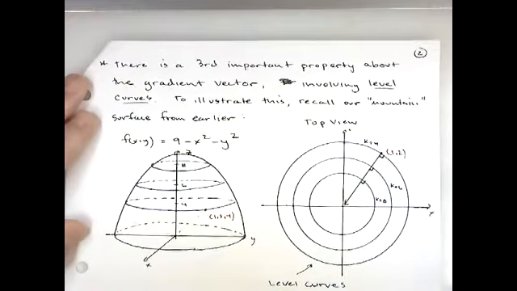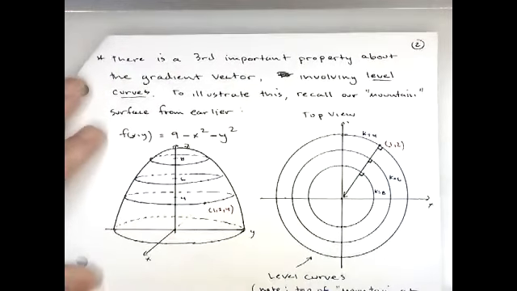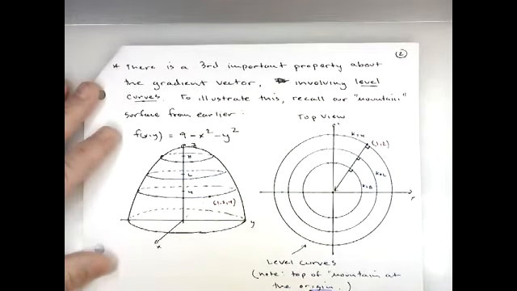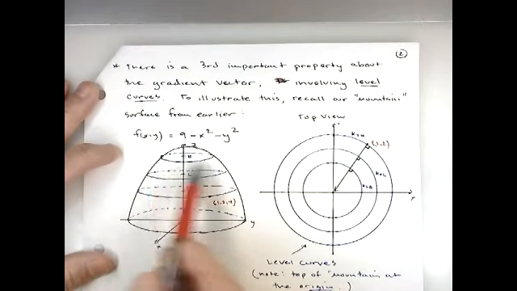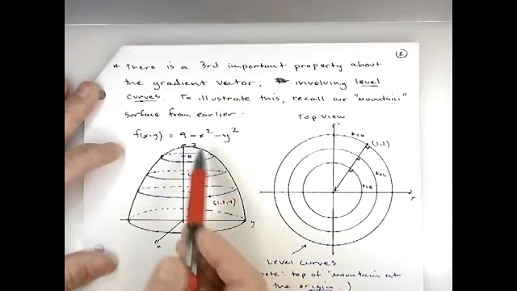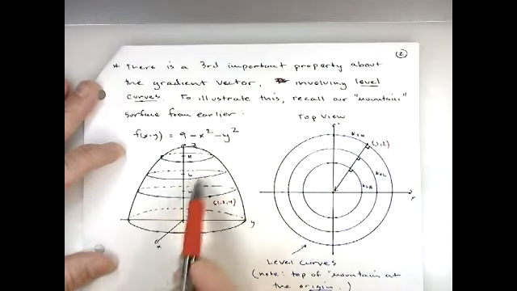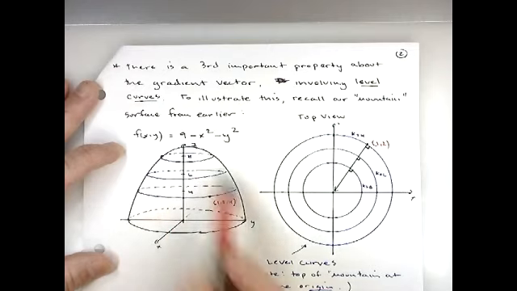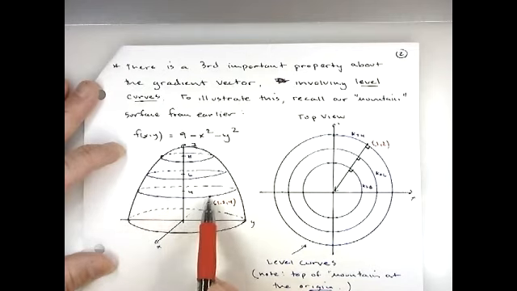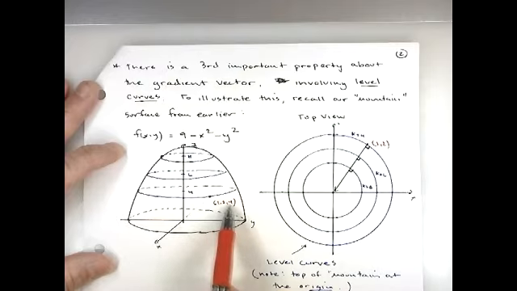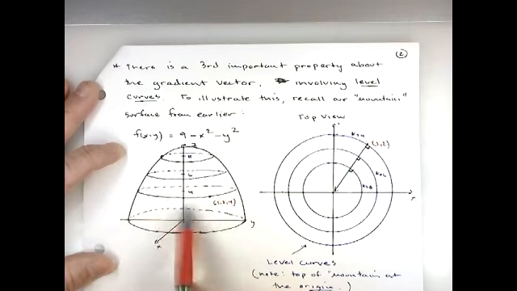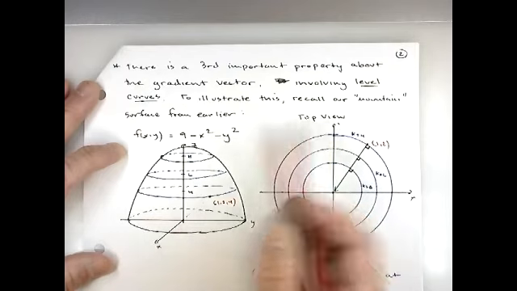Now there's another important property about the gradient vector as well, and this involves level curves. I'm going to go back to the mountain we were looking at in a previous video with partial derivatives. It's f of x y equals 9 minus x squared minus y squared, an upside down paraboloid. In the earlier video, we were looking at this particular point 1, 2, 4. And I drew in some other level curves just so you can see they're all circles. And now let's look at a top view of this mountain.